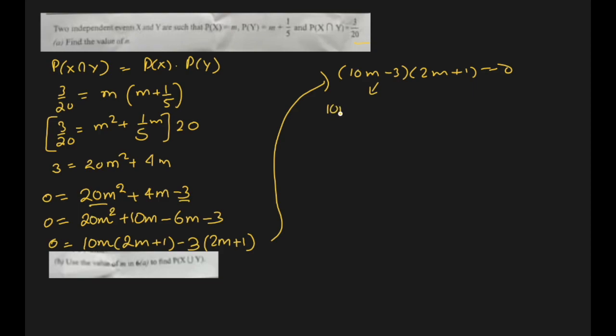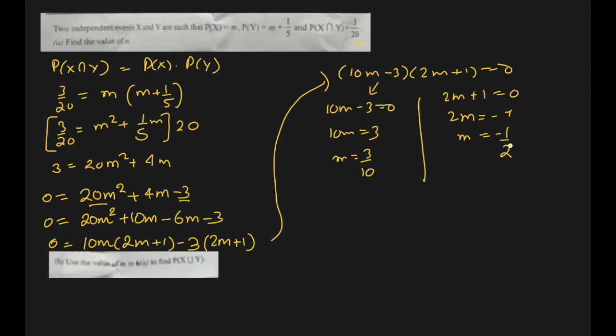So this gives us 10m minus 3 equal to 0. 10m is 3, so m is 3 over 10. What about the second one? 2m plus 1 equal to 0, and 2m is equal to minus 1, and m will be negative half. However, P(X) is m, that means the probability of X is m. Probability cannot be a negative number. That means we have to reject this answer. This will not be the answer. Only 3 over 10 is the answer.